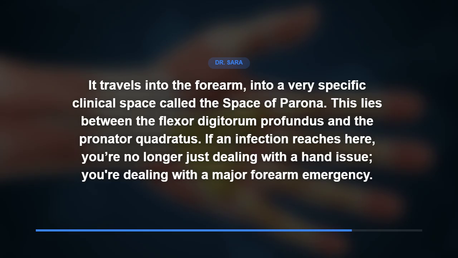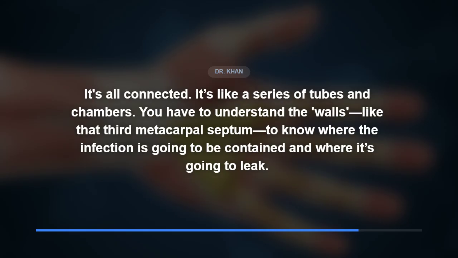If an infection reaches here, you're no longer just dealing with a hand issue, you're dealing with a major forearm emergency. It's all connected. It's like a series of tubes and chambers. You have to understand the walls, like that third metacarpal septum, to know where the infection is going to be contained and where it's going to leak.